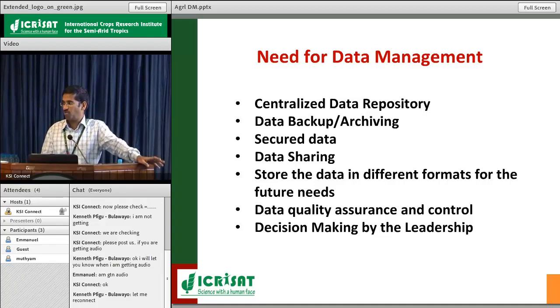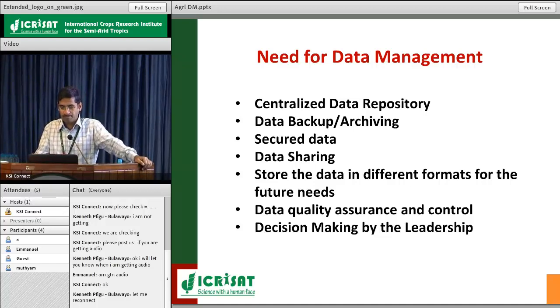But what if that fails? What if that computer or laptop is corrupted and crashed? Even at institute level, we need to see how best we can back up and archive the data sets. And we need to keep the data in a secured way, so nobody can hack it or disturb it.